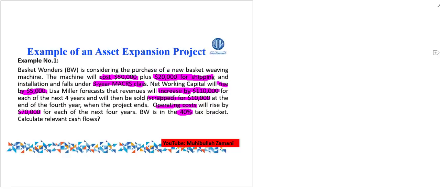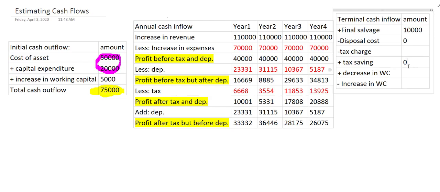We sold this car for 10,000. How much is the tax rate? Tax rate is 40%. So 40% of 10,000 becomes equal to how much? 4,000. So minus 4,000. Why? Because 4,000 we have to pay to the government.